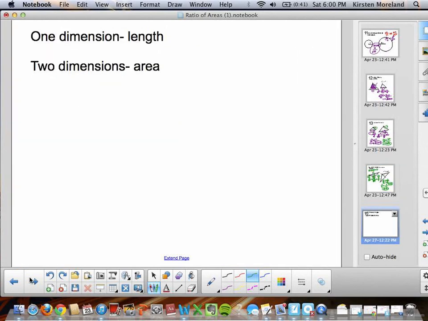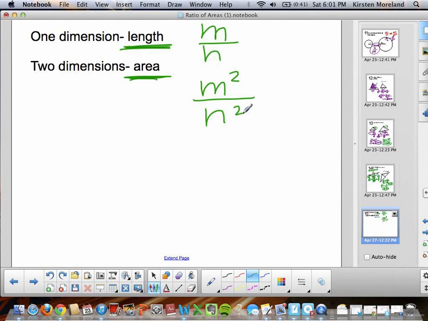Right? So the idea is that one dimension is length and two dimensions is area. So again, our ratios are m over n, so then it's going to be m squared over n squared. So two-dimensional is why we have the squares. One-dimensional is just m over n.